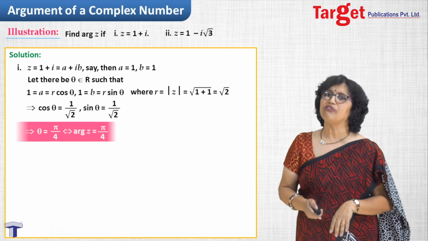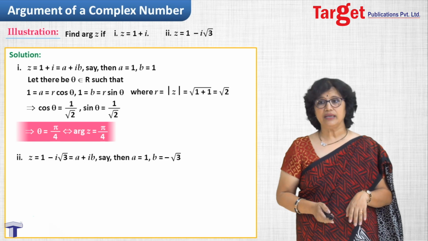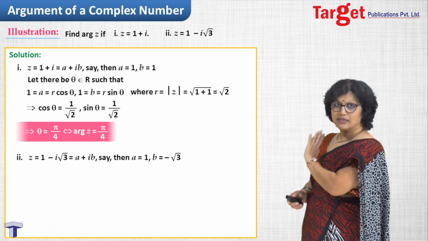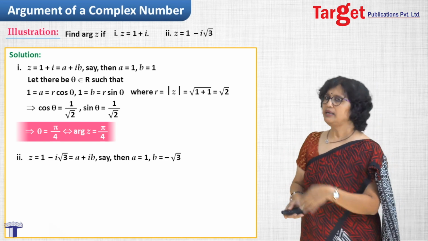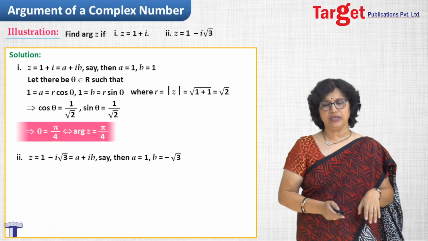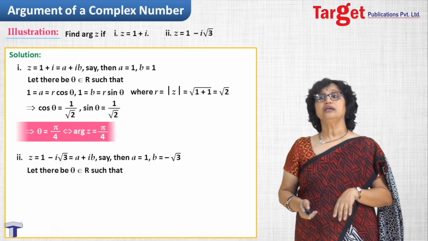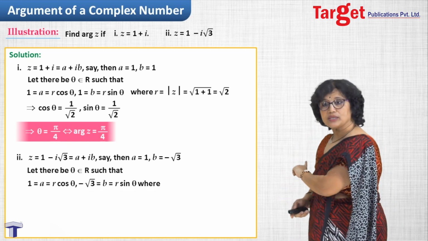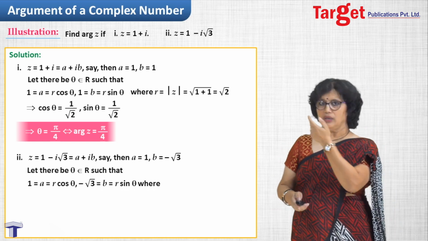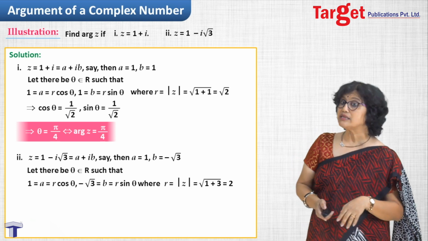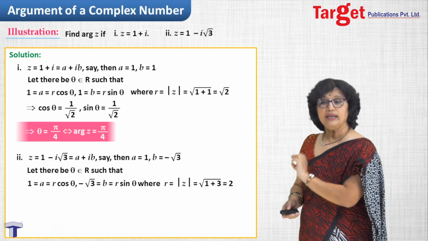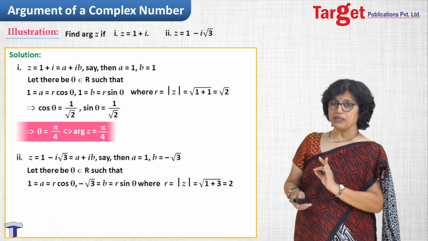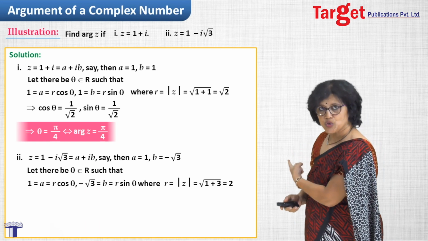Now I go for that 1 minus i root 3 part, which is the second one. Here also I write a, b separately because we are doing it for the first time. A is 1, b is minus root 3. I will again write that I have to find out theta such that 1 equal to r cos theta and minus root 3 equal to r sin theta. What is r? r is under root a square plus b square, which is mod z. And that is nothing but under root 1 plus 3. So answer for r is 2.